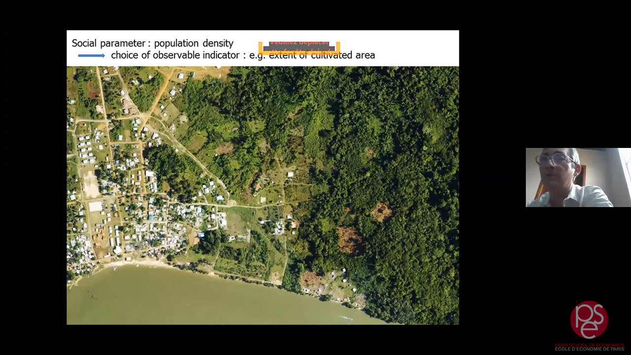It's typically observed that when the population increases, the number of hectares cultivated around the village also increases. So this can give an estimation of the population. But once again, I did not see a practical application with quantitative information.